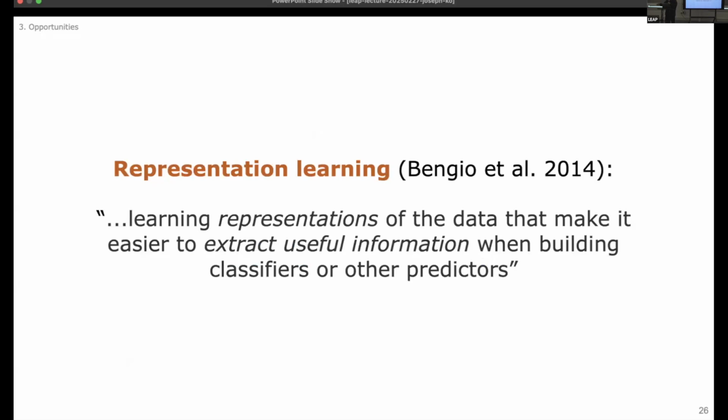I'll read this definition by Yoshua Bengio, who is one of the forefathers of modern AI. Representation learning is defined as learning representations of the data that make it easier to extract useful information when building classifiers or other predictors. Very broad, but essentially learning the essential features of the data, right? This can be in terms of learning the essential features of the state, and as I'll mention later, you can also do this for dynamics, learning processes as well.